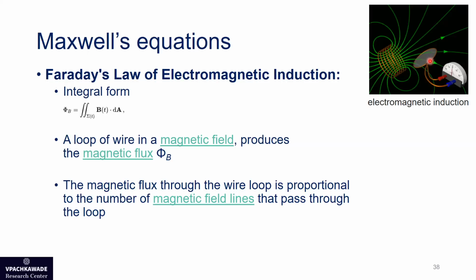And the magnetic flux, which is also time varying, will generate the EMF in the coil, in the wire. So the magnetic flux through the wire loop is proportional to the magnetic field lines that pass through the loop. You see, in this loop, the number of green lines, which are the magnetic lines, passing through this loop will generate that magnetic flux in the loop. And the magnitude of that magnetic flux, which is phi b, is directly proportional to how many magnetic field lines pass through that loop.